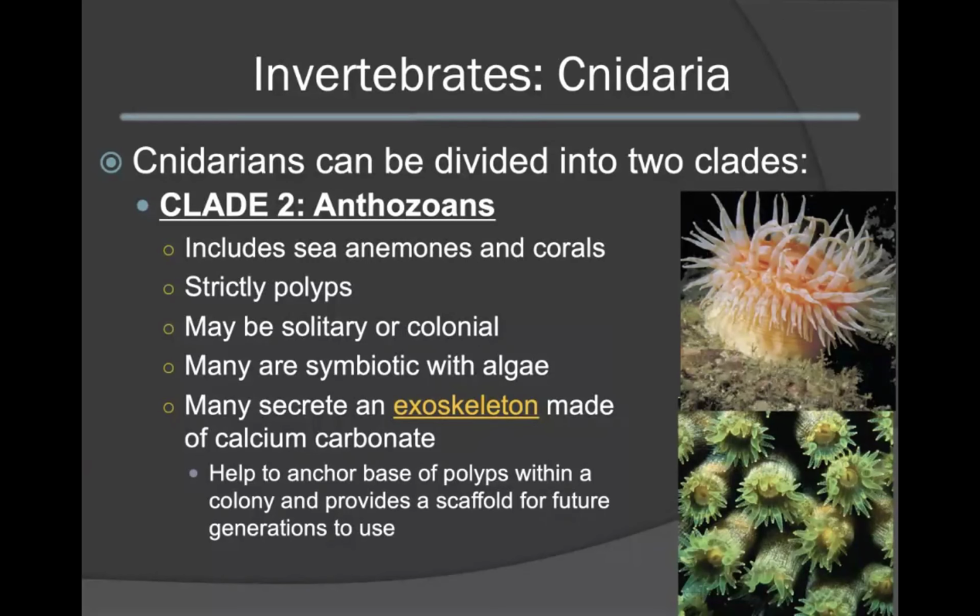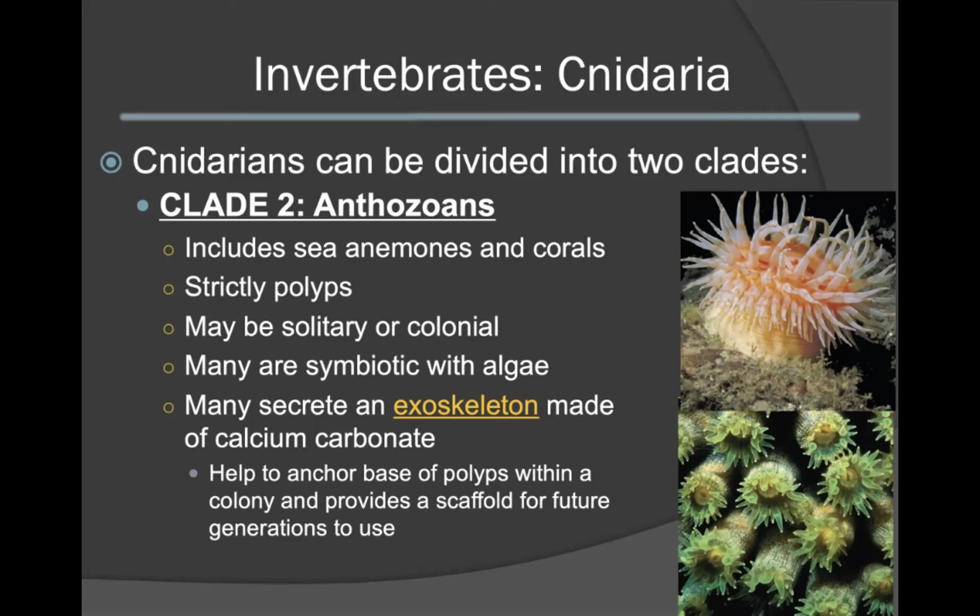The next clade of cnidarians is the anthozoans. These include the sea anemones as well as corals. These organisms are strictly found in the polyp body plan. They can be solitary or colonial, and many of these are symbiotic with different algal species. Many of these individuals can secrete an exoskeleton.